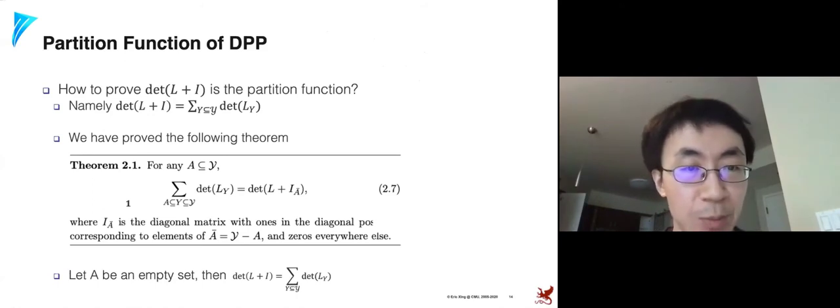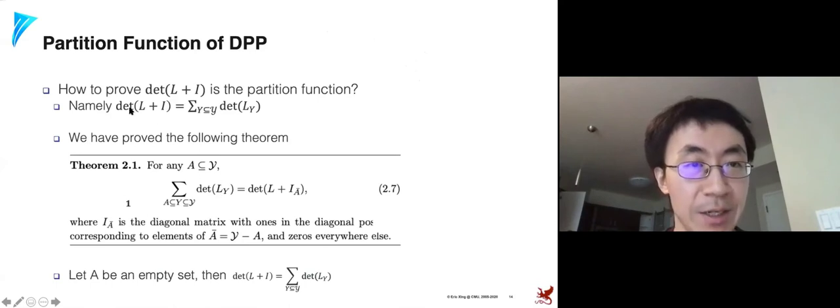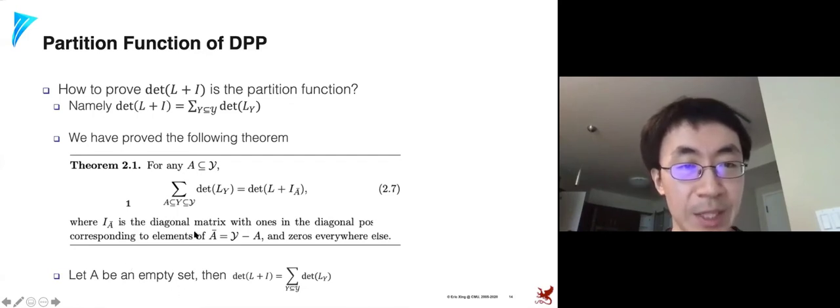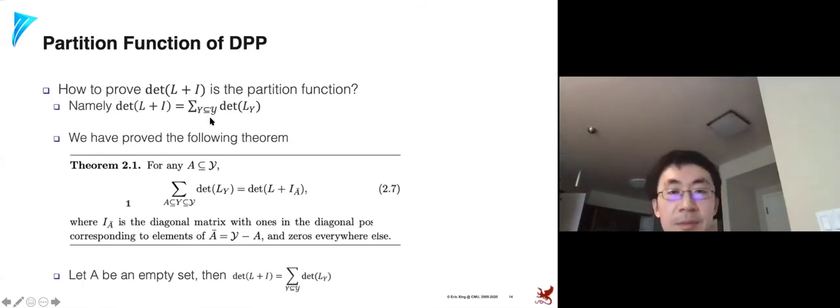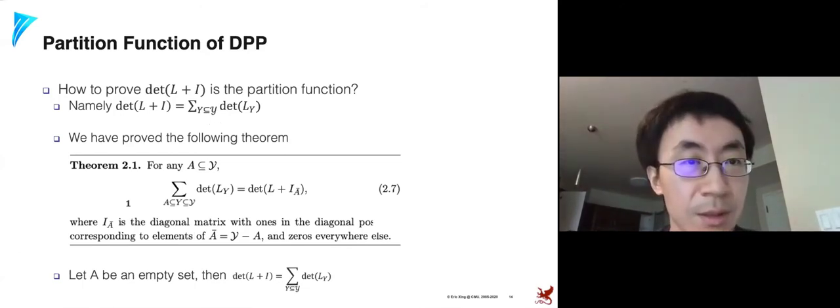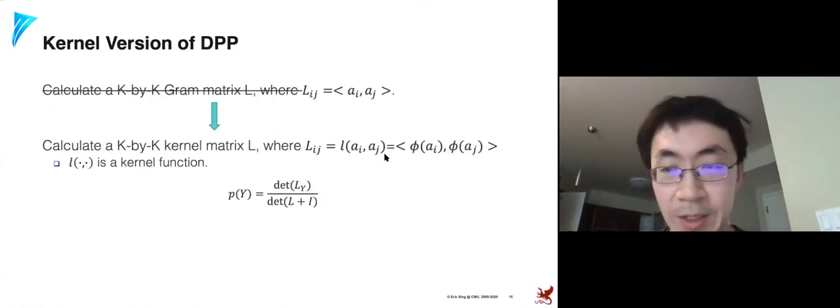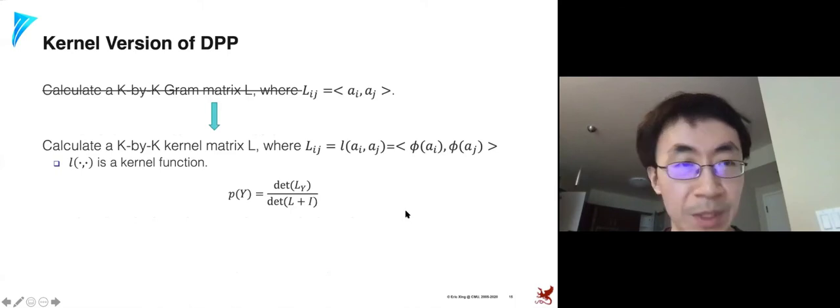Now, given this proved theorem 2.1, we can easily show that this partition function holds, right? We simply let this set A be an empty set, then we get this equation here. Okay, all right. So this is the proof of the partition function.